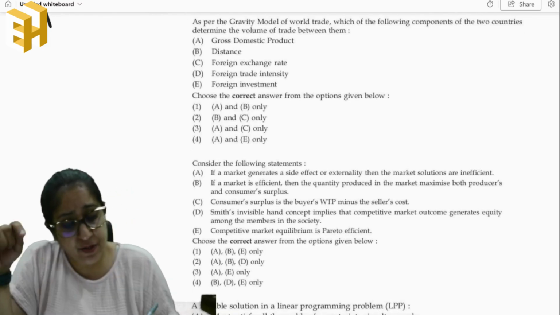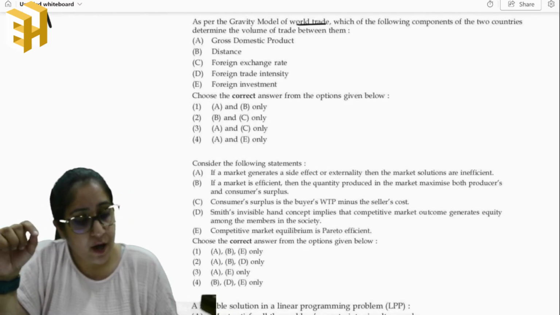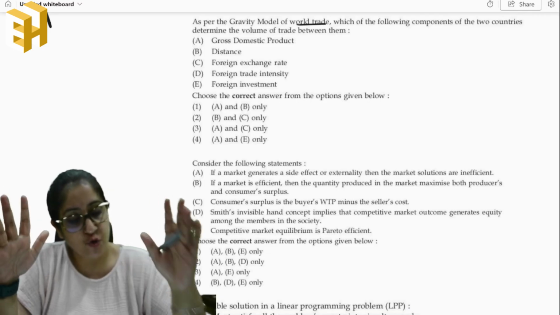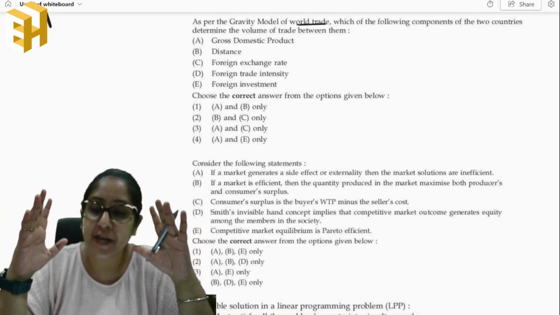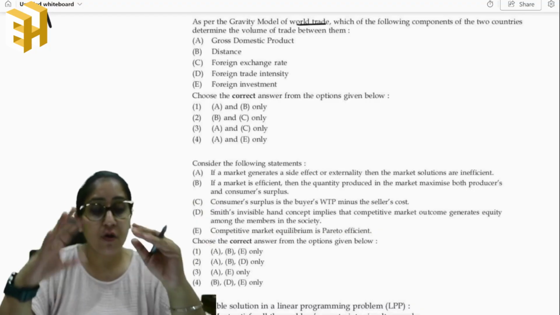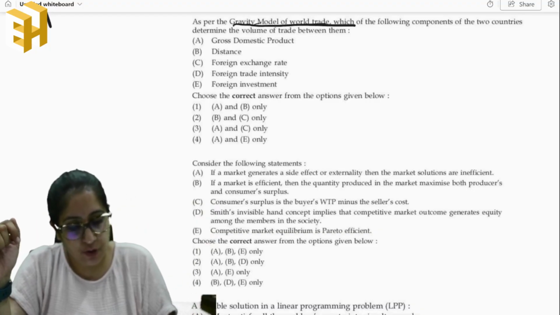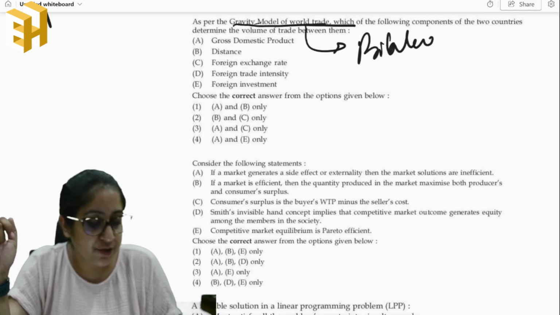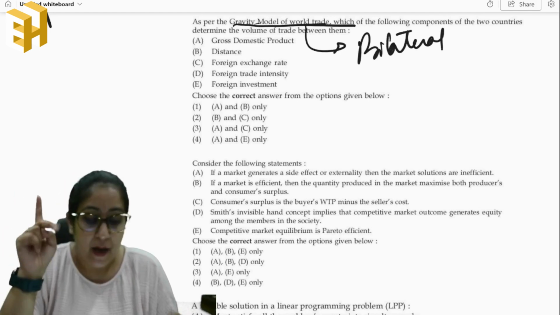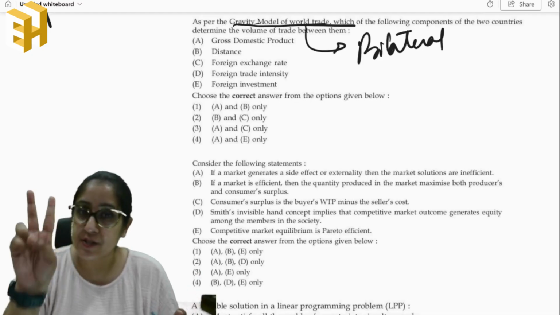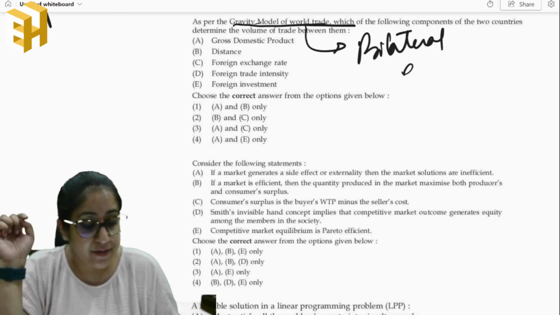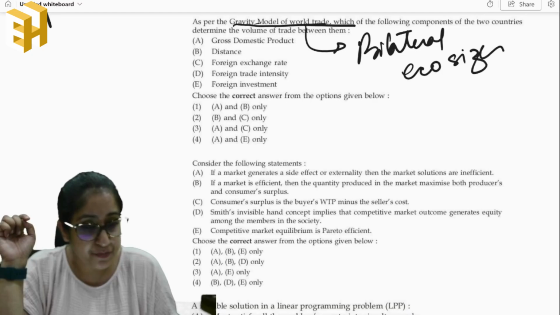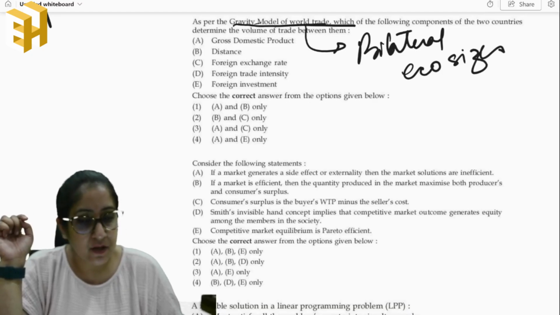Now, as per the gravity model of world trade, which of the following components of the two countries determine the volume of trade between them? Okay, so according to the gravity model, just for your information, it is basically the bilateral trade between two countries based on two parameters. What are those two parameters? Their economic sizes, right, and the distance.